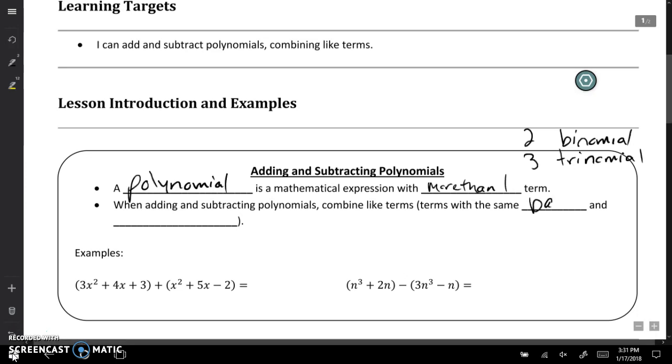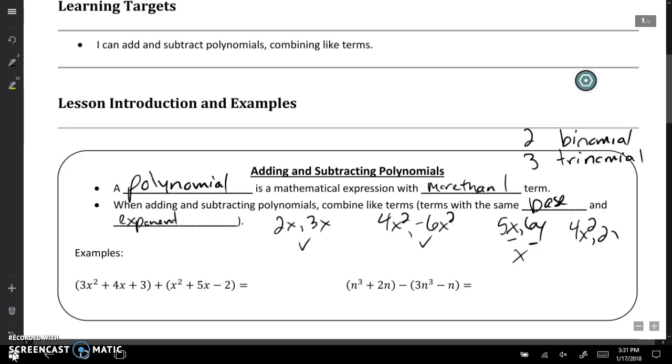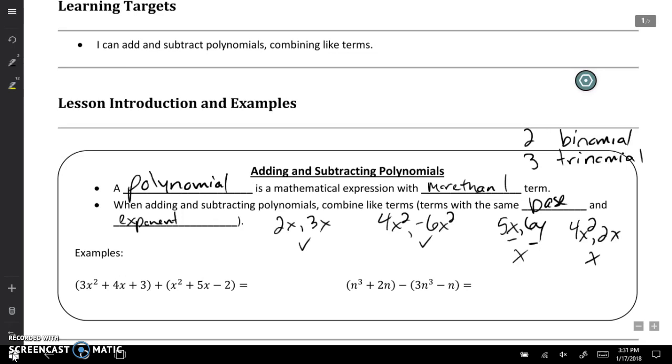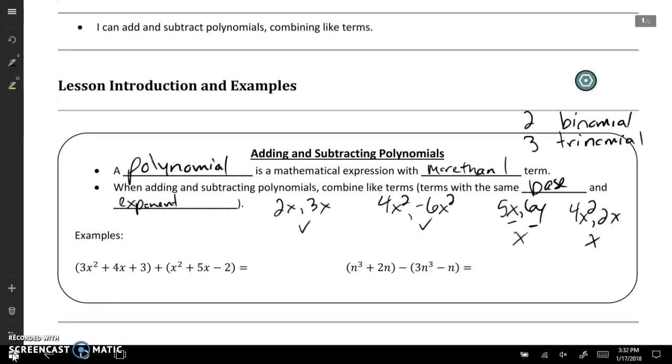Like terms are terms that have the same base and exponents. So 2x and 3x are like terms. We're allowed to combine those. 4x squared and negative 6x squared are like terms. We can combine those. 5x and 6y cannot be combined because they have different bases. 4x squared and 2x cannot be combined because they have different exponents. They have to have the exact same base, exact same exponent.